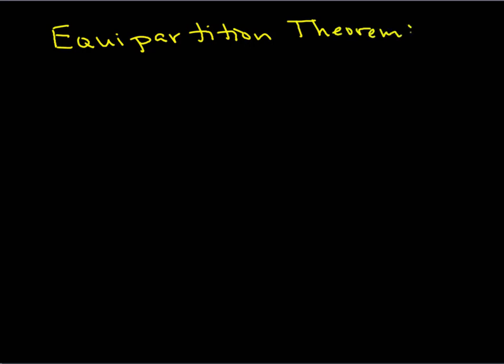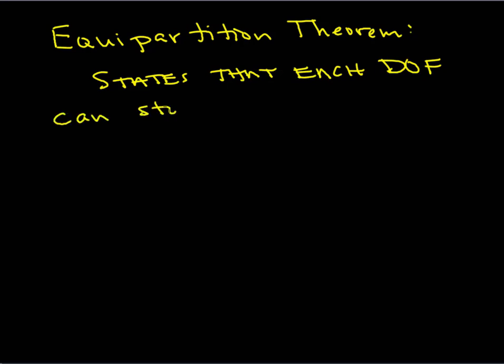The storage of energy in the degrees of freedom of a molecule is summarized with the equipartition theorem. I apologize. And basically it states that each degree of freedom, which we'll summarize as DOF, can store 1/2 kT of energy.